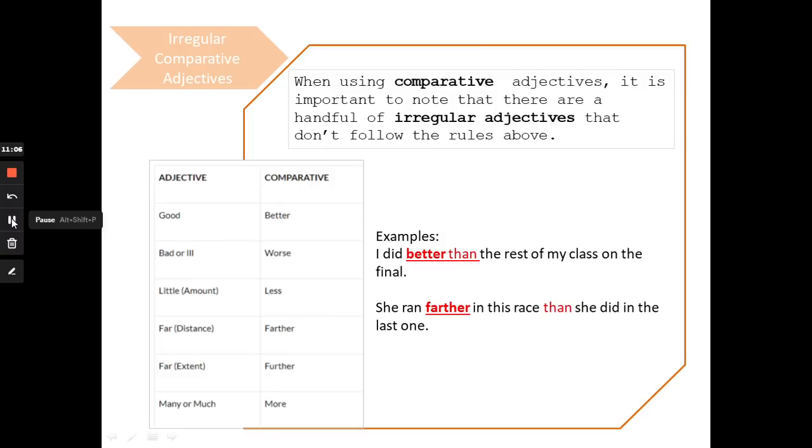You have a few more examples. For bad, the comparative adjective is worse, and for little, the comparative adjective is less. For example, you can see in the sentences. The first one: I did better than the rest of my class on the final. You cannot say, I did gooder than the rest of my class on the final. It is wrong, right? So you need to remember, irregular adjectives for comparatives have different forms.